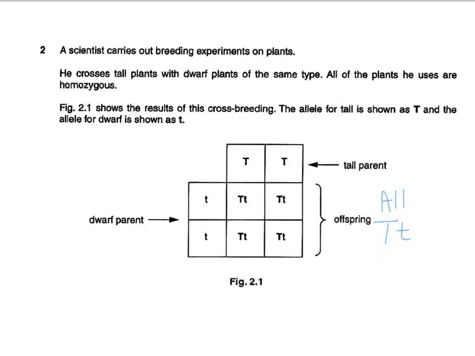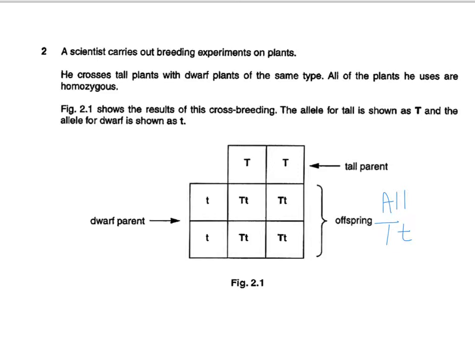Okay, next question. Scientists carries out a breeding experiment. So we're looking at test cross. He crosses all the tall plants with dwarf plants of the same type. And they told you in the question that the tall and the dwarf are all homozygous. So over here, you realize that this is where they put their big T allele, small t, assuming that the allele for tall is known as a capital T, and the allele for dwarf is small letter t.